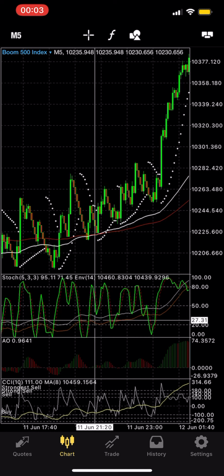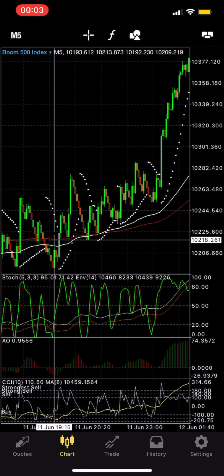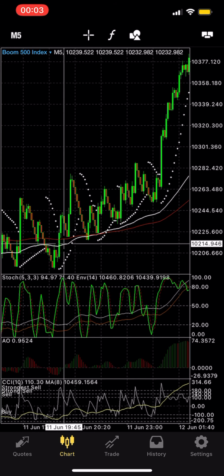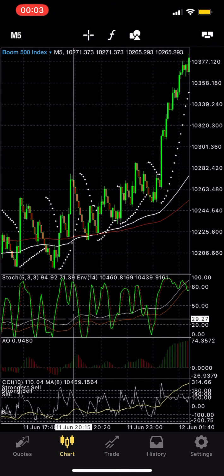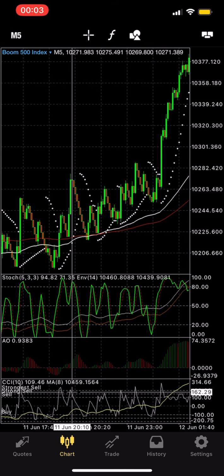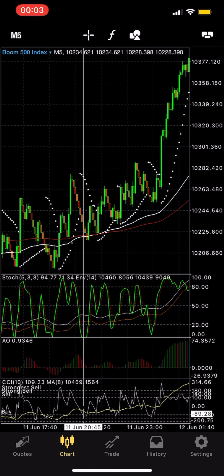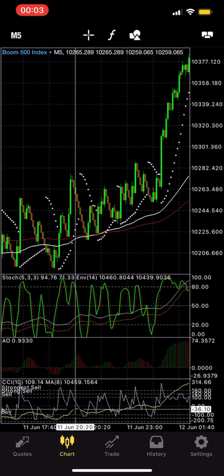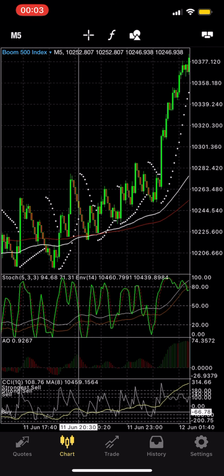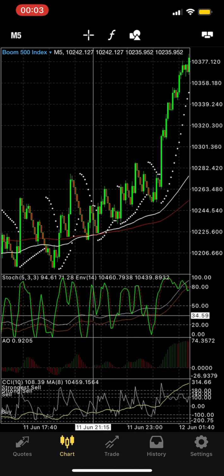Okay, I'll say that again. First rule, make sure your price is above your 2 MAs. Make sure your envelope is also at the bottom. Make sure your MA8 on your CCI is also at the bottom. Once price on the CCI indicator breaks out, stochastic breaks out of envelope, buy.